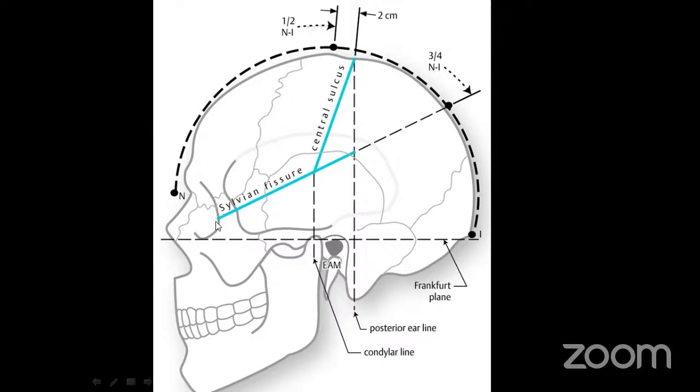Also, Sylvian fissure can be marked. We take a line from the lateral canthus of the eye, lateral orbital wall, and we join it posteriorly to the 3/4 point of the nasoinian line. We will get the Sylvian fissure.